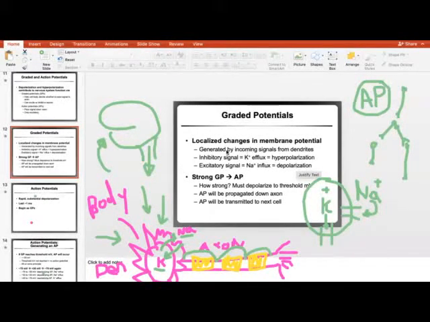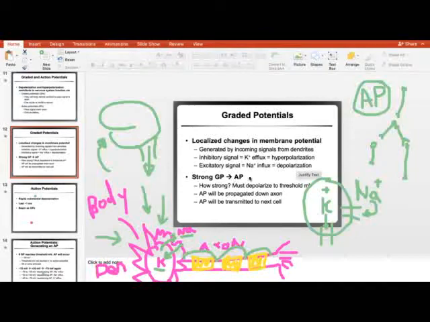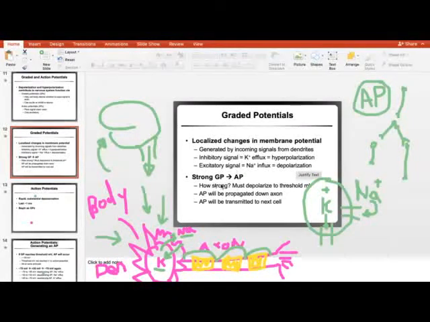Now these are generated again by incoming signals from other neurons. So it's pretty much just sending information from one part of the brain to a different part of the brain, or sending electrical current from one side of the brain to the other. But if the graded potential in that membrane is high enough, then the action potential is going to propagate down the axon and be transmitted to another cell.